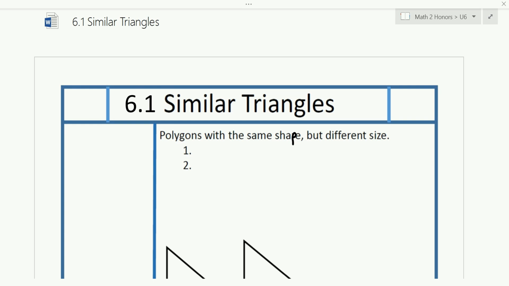So what's a similar polygon? It's a polygon with the same shape, but maybe a different size. Okay, but it has to be the same shape. And what gives it its shape is angles that are congruent, and they've got to be corresponding angles. So congruent, corresponding angles.